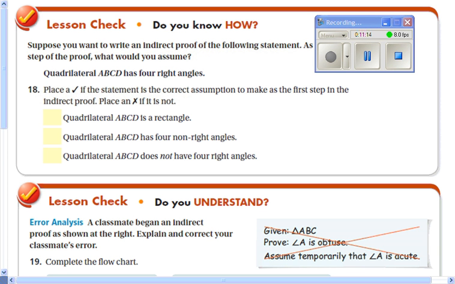All right, the lesson check. Check if the statement is the correct assumption to make as the first step in the indirect proof. So we're trying to prove that quad ABCD has 4 right angles. Is quadrilateral ABCD a rectangle? That is not a negation. Quadrilateral ABCD has 4 non-right angles. I don't think we need to have all 4 be non-right angles. Quadrilateral ABCD does not have 4 right angles. That would be the correct negation of the statement.